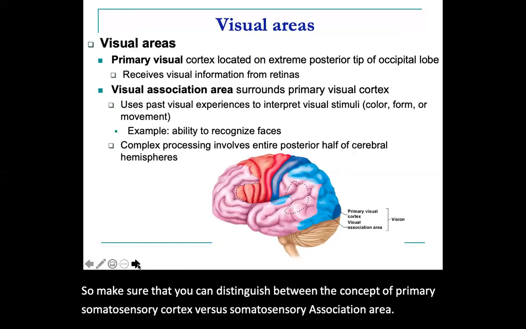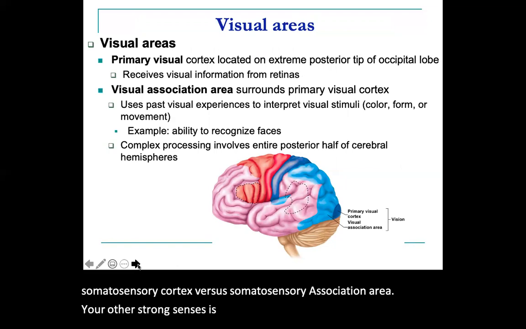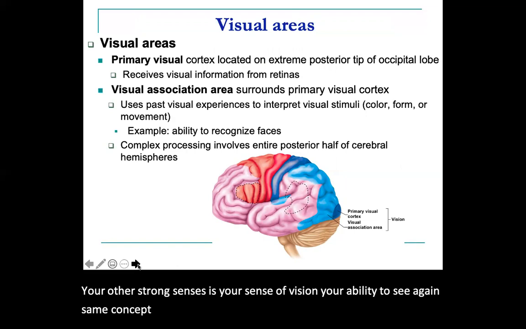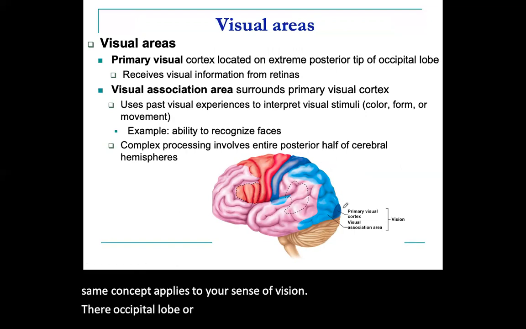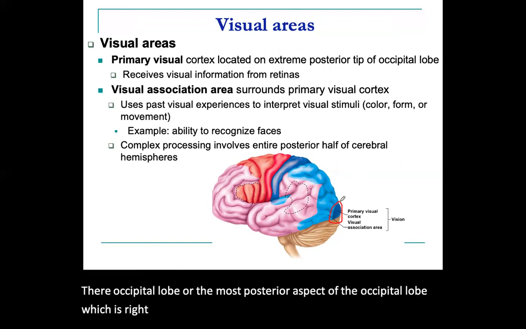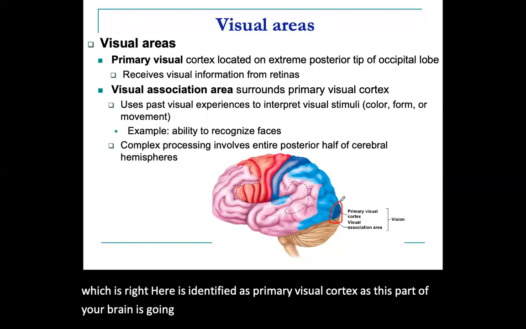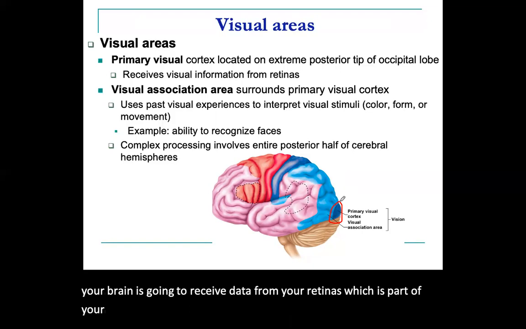Your other strong sense is your sense of vision, your ability to see. Again, the same concept applies to your sense of vision. The occipital lobe, or the most posterior aspect of the occipital lobe, which is right here, is identified as primary visual cortex, as this part of your brain is going to receive data from your retinas, which is part of your eye, and basically give you your sense of vision.